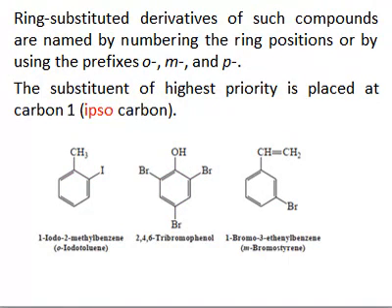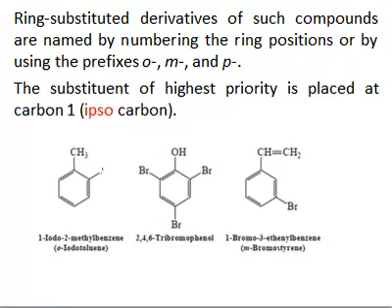Right, so in case you have 2 substituents on the ring, we can use the prefixes ortho, meta, and para. Just remember that the substituent of highest priority is placed at carbon 1. This carbon 1, to which the highest priority group is attached, is known as the ipso carbon. So here we have 2 substituents, one is iodine and the other is methyl. The iodine has higher preference, therefore the carbon that has iodine will be number 1 and methyl will be number 2.